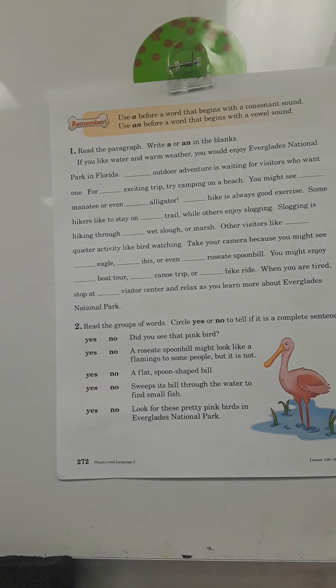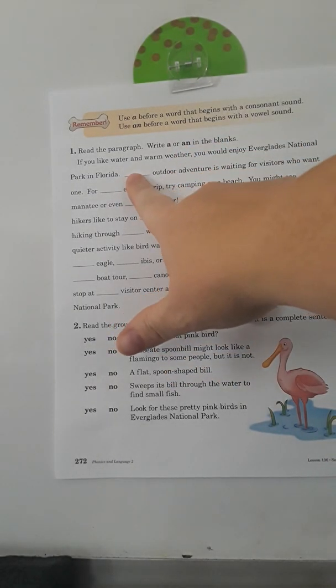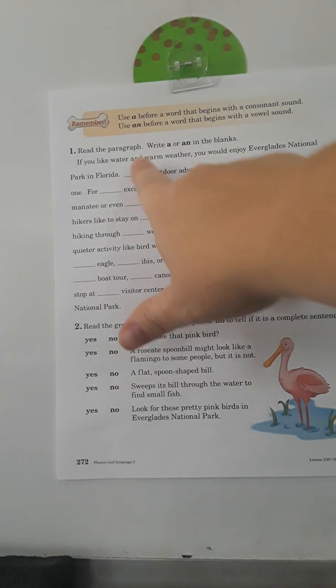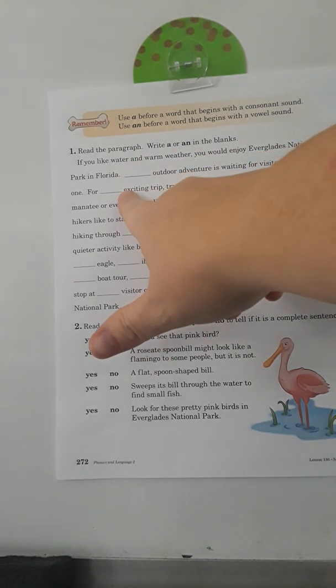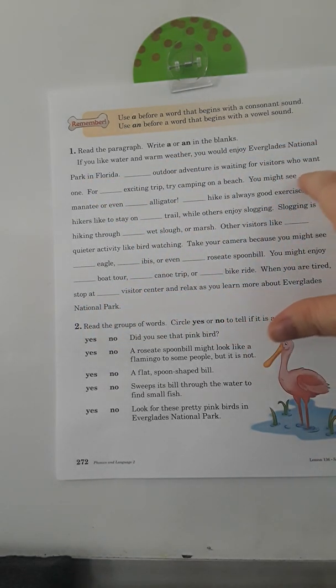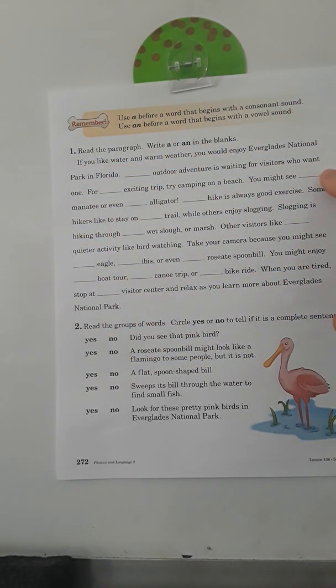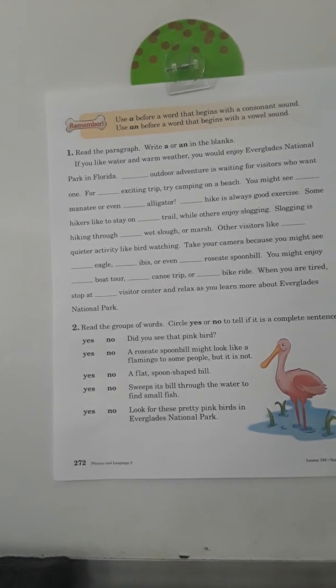Use a before a word that begins with a consonant sound. Use an before a word that begins with a vowel sound. Go ahead and do this by yourself, writing a or an. Remember, if it begins with a vowel, you would write an. If it begins with a consonant, you would write a. Number 2, read the groups of words, circle yes or no to tell if it's a complete sentence. Go ahead and do that part by yourself.